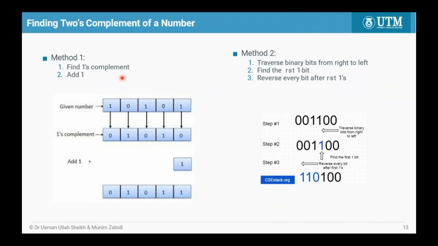As I mentioned earlier, we have method 1 and method 2. So this is method 1. This is a given number. What you're going to do here is you find the first complement, and after that you add 1. Or there is a quick method, which is you traverse from right to left, find the first 1 bit, copy this bit here, and the rest you just complement. For example, this one here. If you look at this one, from right to left, this is the first 1 bit. Everything from here you copy back, and the rest you complement. So that's why you get this value.